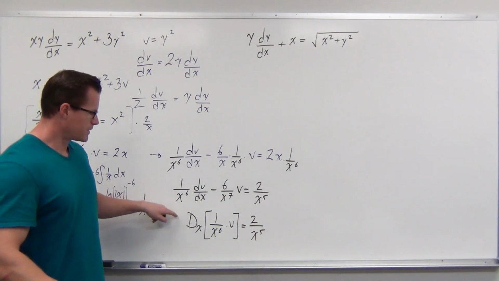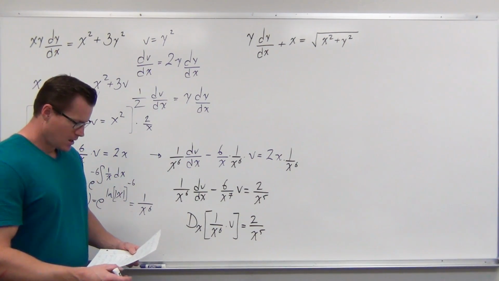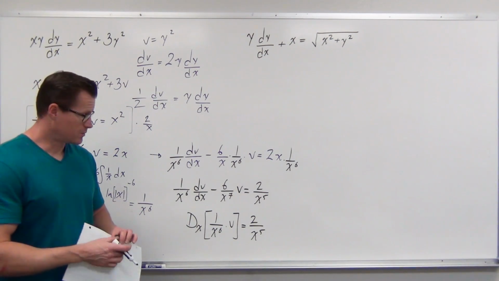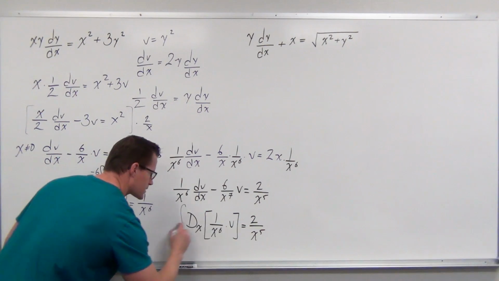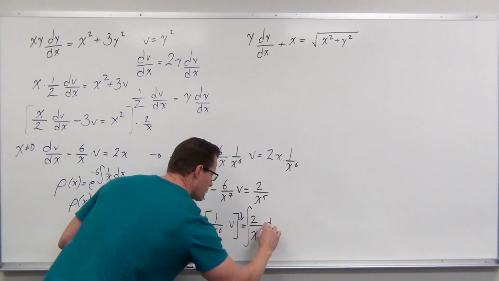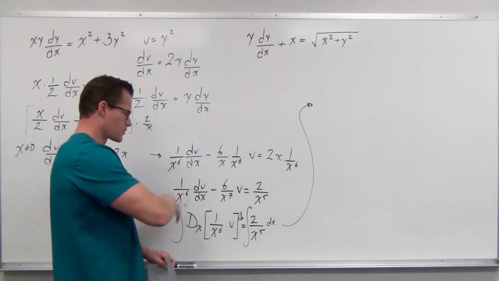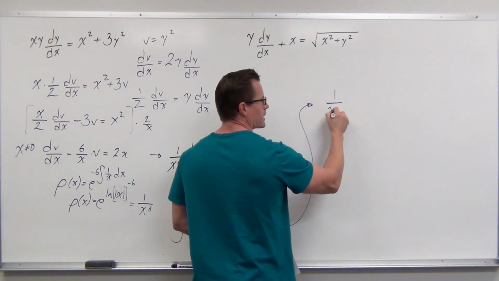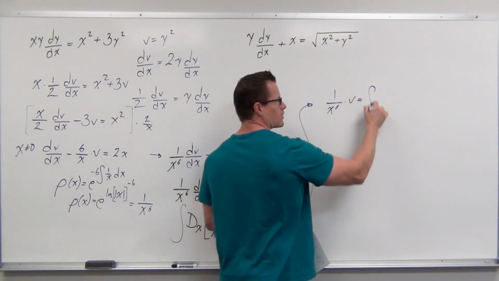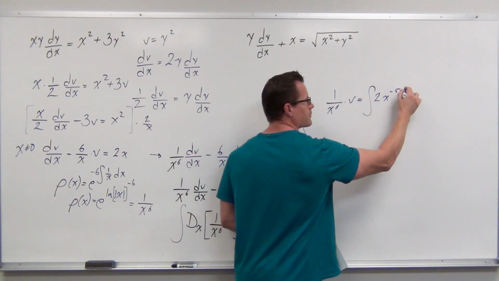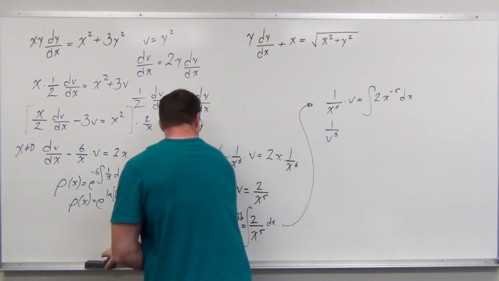This looks great. The integral of a derivative, gone. We get 1 over x to the 6th times v. On the right-hand side, we'll rewrite that just a little bit, but it's pretty easy to integrate. So let's take that integral right now with respect to x. Left-hand side, integral of a derivative, we get 1 over x to the 6th times v. On the right-hand side, let's make this the integral of 2x to the negative 5th power dx. And that way, when we integrate, it's a little bit nicer to see that.